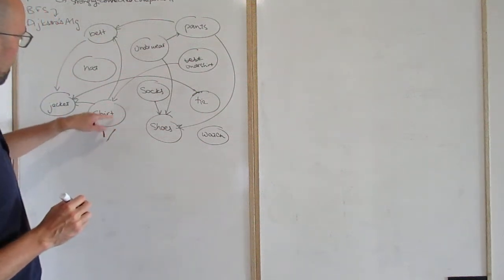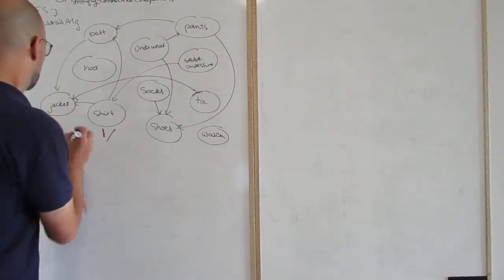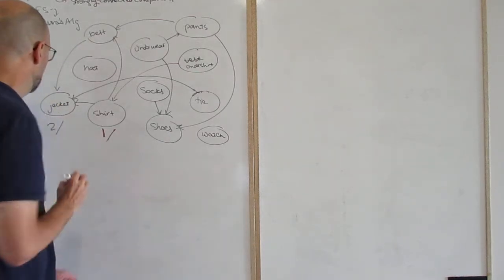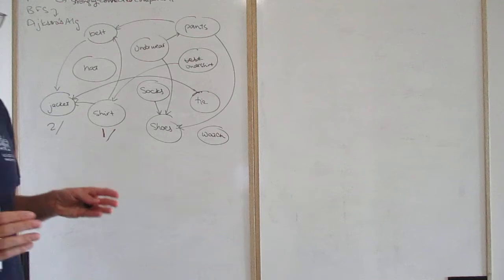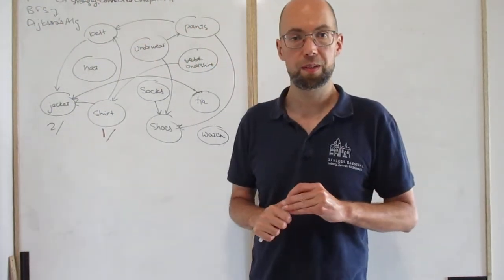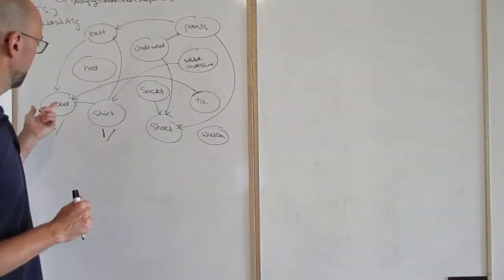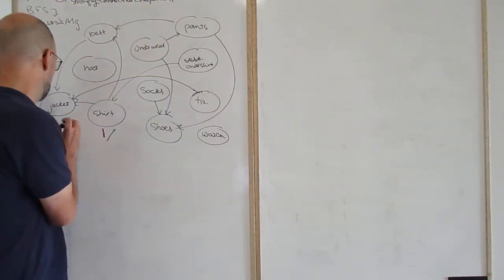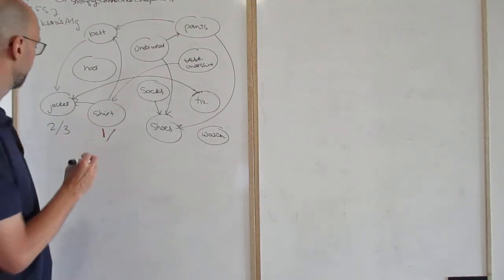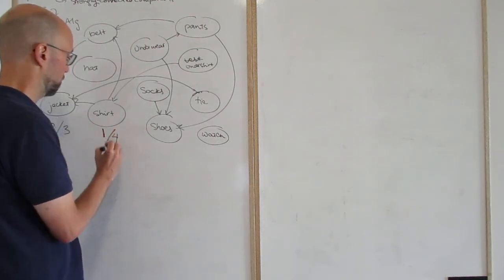Now we go from shirt and look around and say, where can we go? We can go to jacket. I think they call it discovery. So the start time of jacket is 2. Can I go anywhere from jacket? No, so the finish time for jacket is 3. You come back, you can't go anywhere else from shirt, so it's 4.